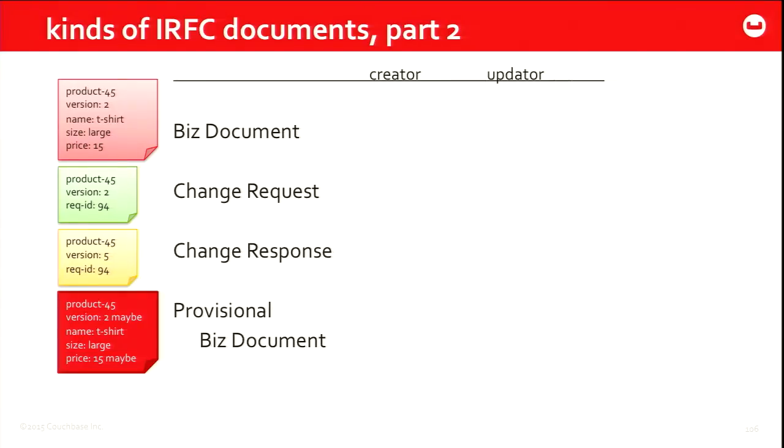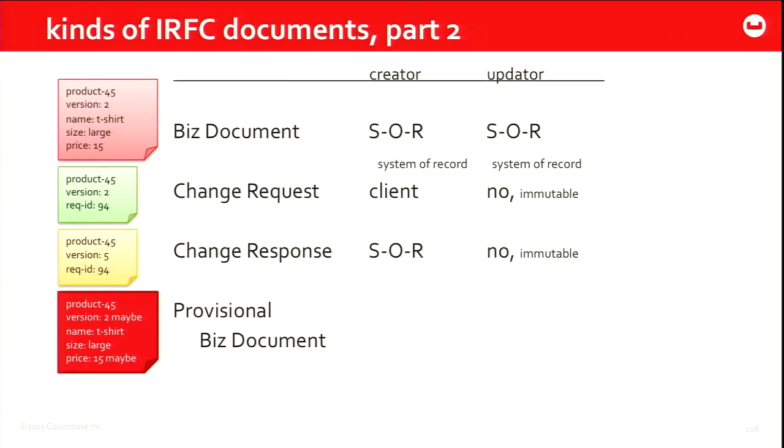In terms of who creates these things and who updates these things, the system of record, SOR, is the clear owner of responsibility. That's the one that's going to be creating and updating the business documents, so the central server-side systems. The change requests come from the clients, and they're not going to get updated. They're immutable, right? The change responses are the responsibility of the server side, the system of record, and again, they're not updatable. They're immutable. These provisional business documents are all client-side only. They're not supposed to leak outside of the client, not supposed to leak outside of the device.